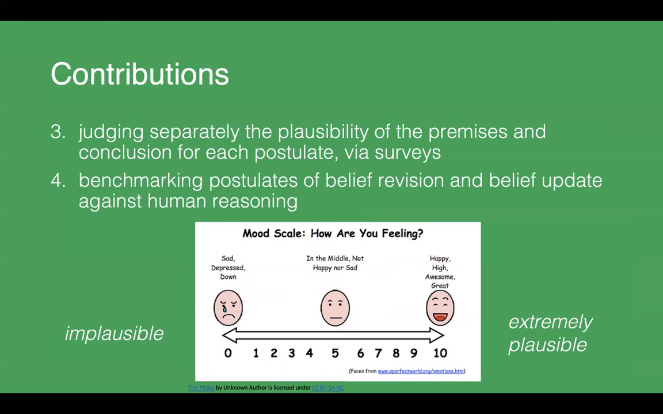In the figure on the screen, we show an example of a scale that we use in our surveys to judge some rule, some postulate, for plausibility. This scale ranged from 1 to 10, with the lower end of the scale indicating that a rule was implausible and the upper end indicating that a rule was extremely plausible.